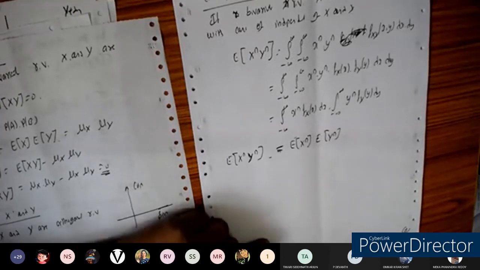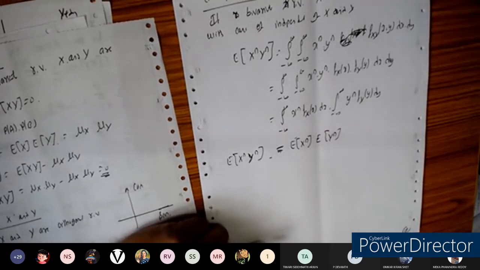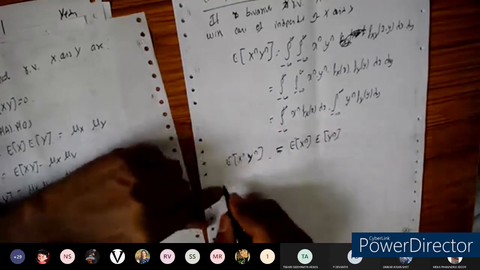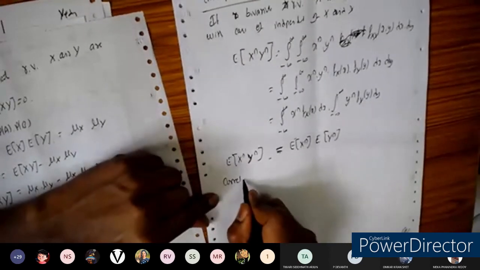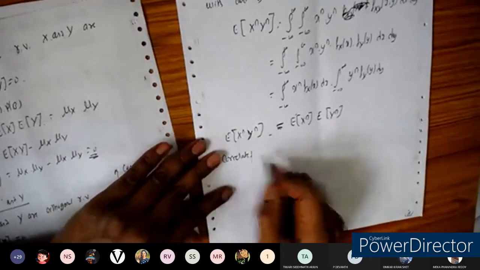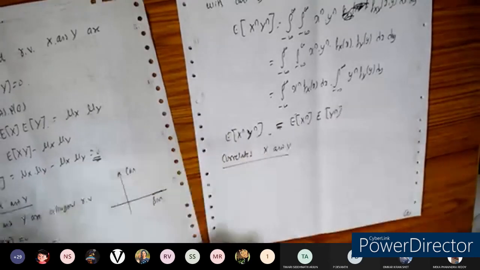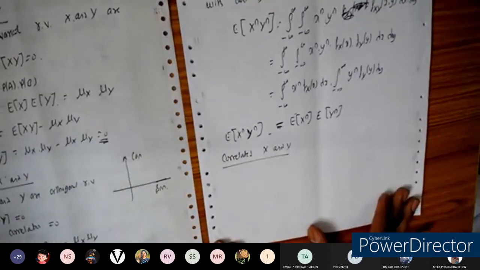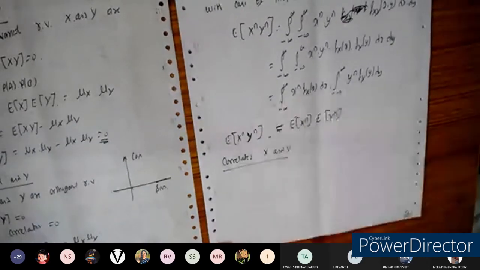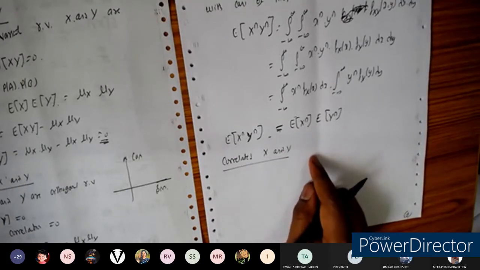Next we are going to see one more factor, which is called the correlation coefficient. Any doubts? These are the definitions we are seeing here. After the IA, I'm going to take the problems. So, correlated X and Y.